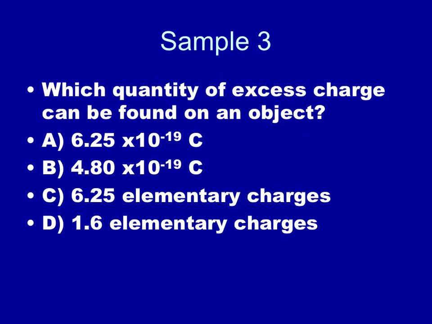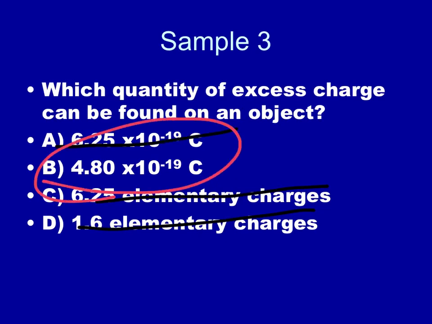Now, which quantity of excess charge can be found on an object? Well, we know that charges have to occur in distinct amounts. I can't have part of an electron, so therefore that one won't work. I can't have 1.6 electrons. Can't have 6.25 electrons, so that won't work. It has to be a multiple of 1.6 times 10 to the negative 19th, so that one doesn't work. The winner, 4.8 times 10 to the negative 19th. That would essentially be 3 extra charges.